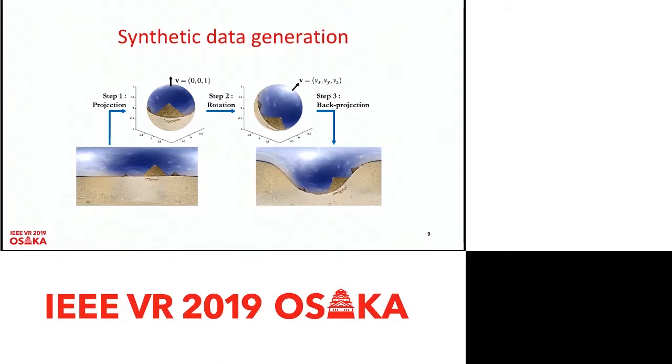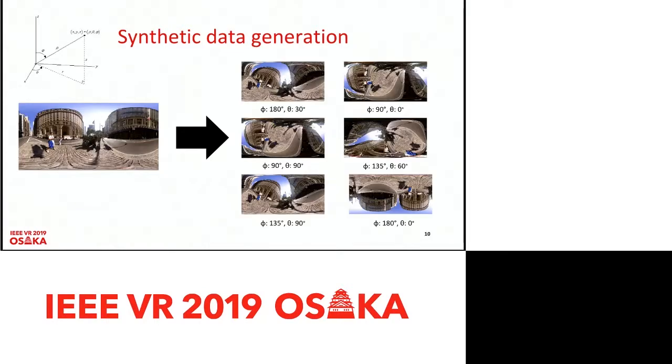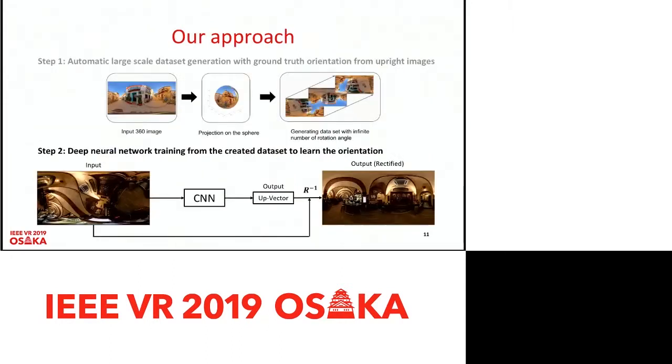Therefore, we synthetically rotate and create the dataset from the upright images. Since we synthetically rotated these images, we now have the ground truth orientation for the labels. Using the spherical coordinate system, phi and theta, or azimuth angle and elevation angle in the top left, we can get a very large set of rotated VR images from an upright image.